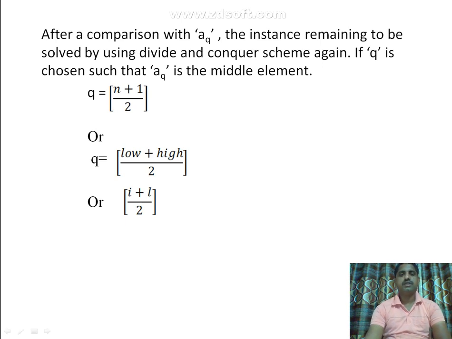After comparison with A[q], the instance remaining is to be solved by using the divide and conquer scheme again. If q is chosen such that A[q] is the middle element, that is q equal to (n+1)/2, or q equal to (low+high)/2, or (i+1)/2. Using this condition, q equals (low+high)/2.